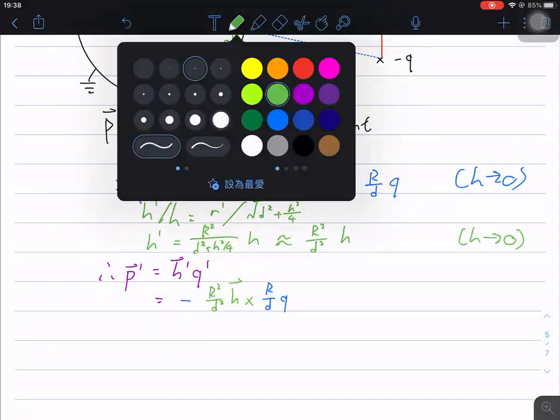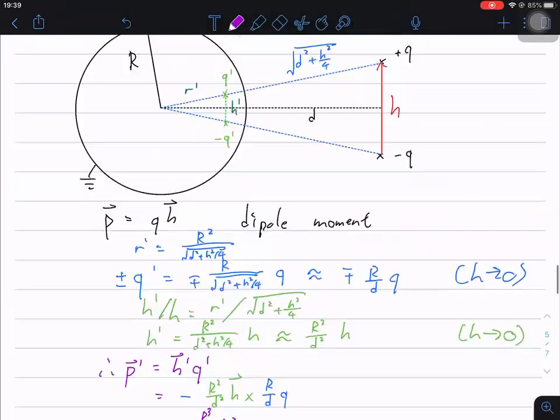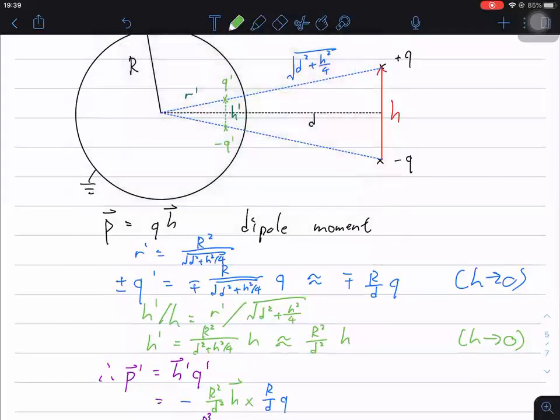So as a result, the image dipole moment is equal to R cubed over D cubed times Q times P, the original dipole moment, with an extra minus sign. So these two dipole moments are anti-parallel. If I draw the arrow indicating the direction of the dipole moment, it should be pointing down.